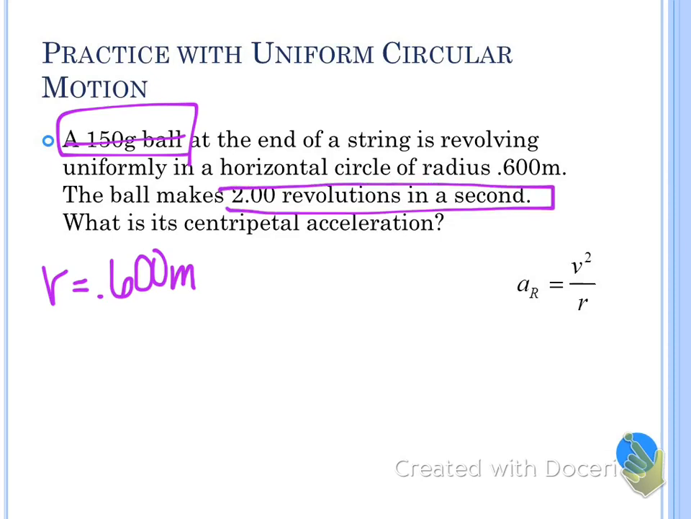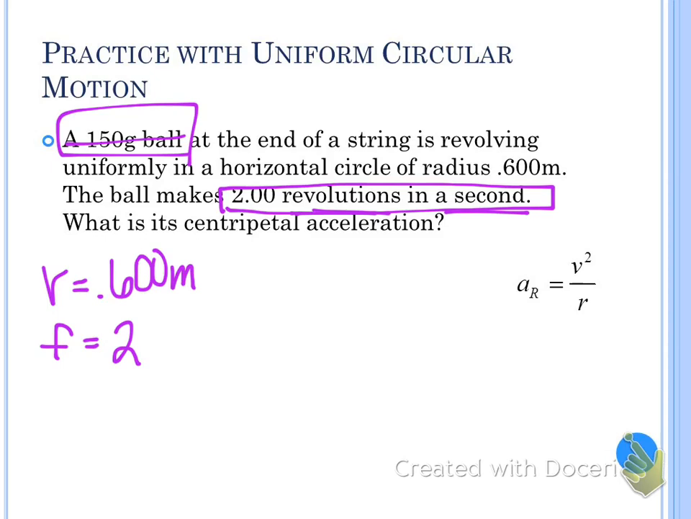2 revolutions in 1 second. Does that tell us period or frequency? What is time measured in? What is T measured in? Seconds. So that means frequency is revolutions per second. Right? So this is frequency equals 2.